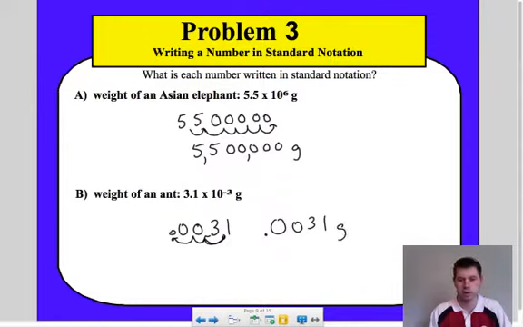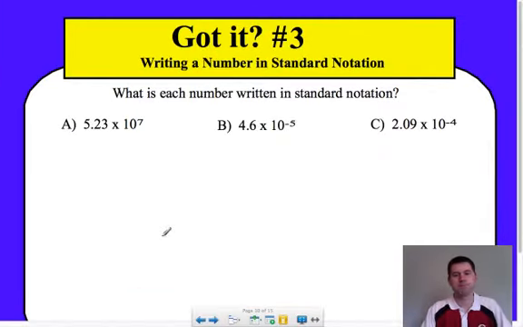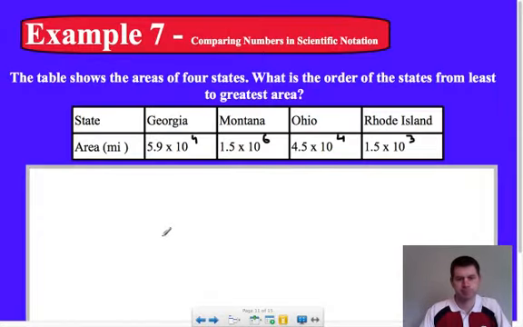0.0031 grams. So an ant weighs 0.0031 grams. Okay, so again, 1 spot back, since it was negative, it drops me down to a -2. I have 2 more zeros. Okay, so got it, number 3 again. Go ahead and do this, and we'll check that at the end.